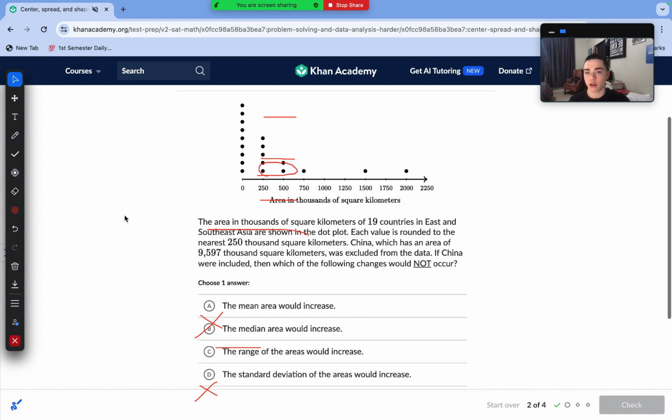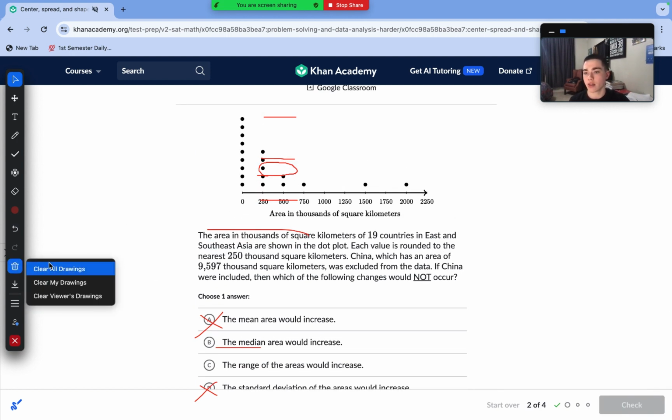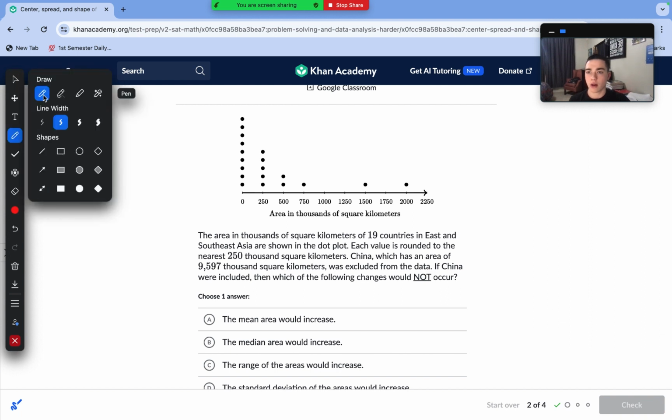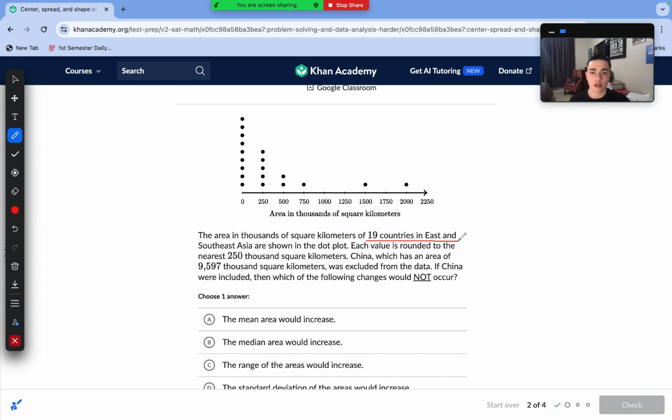On to our next question. Here we have the area in thousands of square kilometers of 19 countries in East and Southeast Asia shown in the dot plot. Each value is rounded to the nearest 250,000 square kilometers. China, which has an area of 9,597,000 square kilometers, was excluded. If China were included, then which of the following changes will not occur?